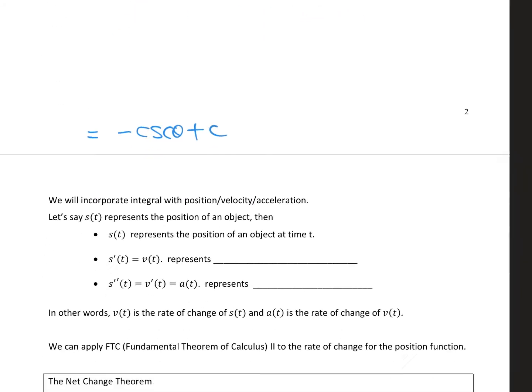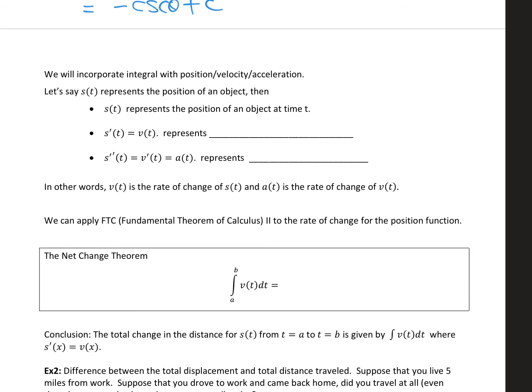All right, let's look at the next one here. Now we're going to look at the integral and give it a different interpretation. So we'll incorporate the integral with the position, velocity, and acceleration functions. Just to review what we talked about before, let's say s of t represents the position function, the position of the object, or it can be a distance. So s represents the position or distance.